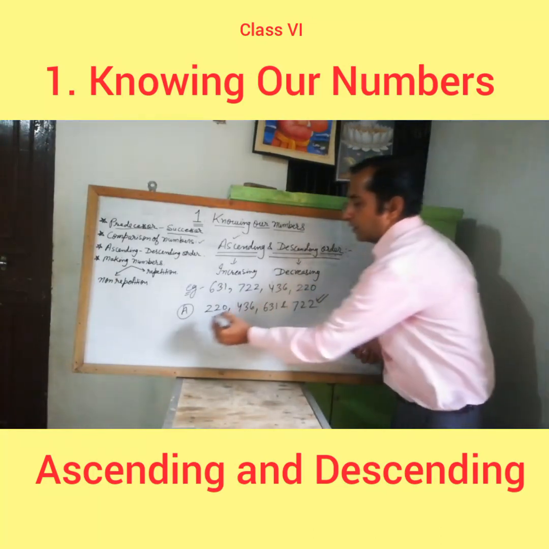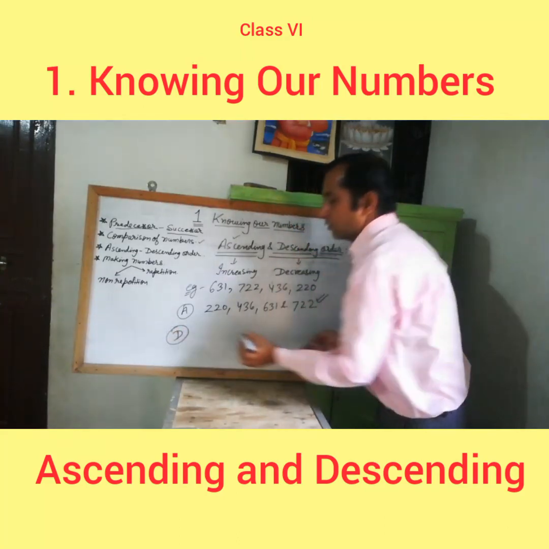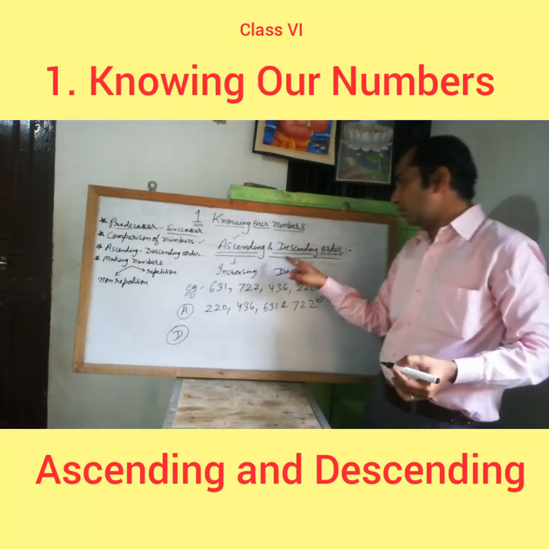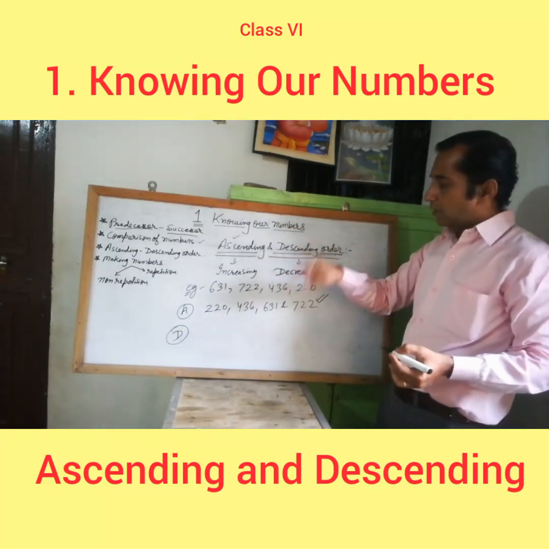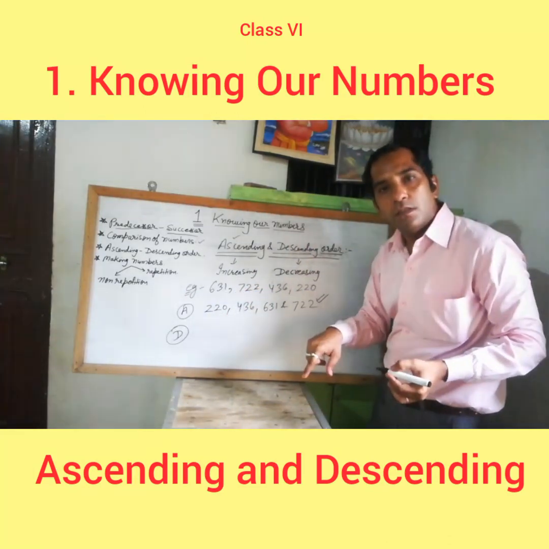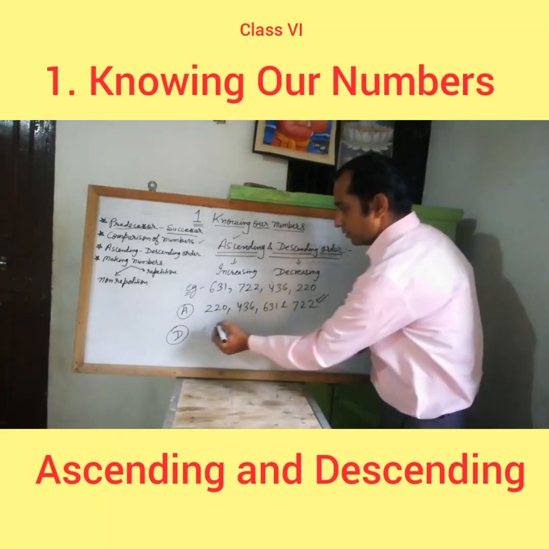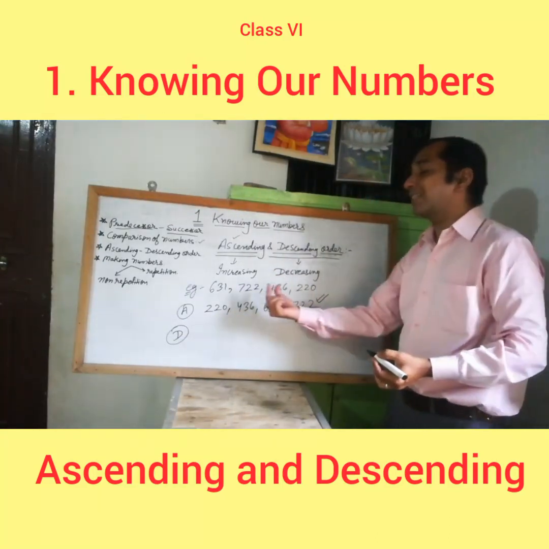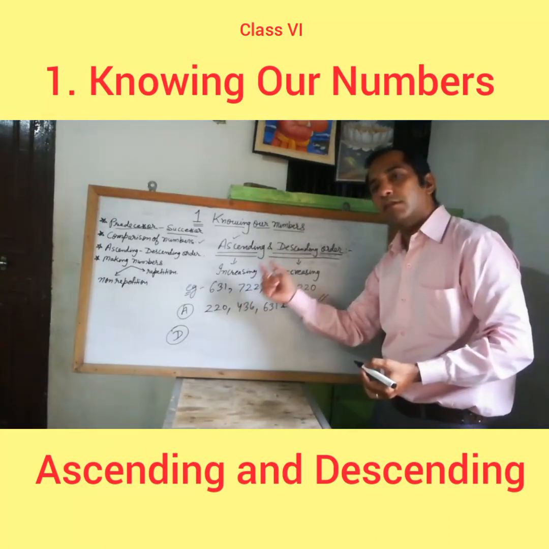Clear? Now D. What is the meaning of D? D for descending order. Now we take the same numbers for descending order. Clear? So which one is the greatest number? That is 722.